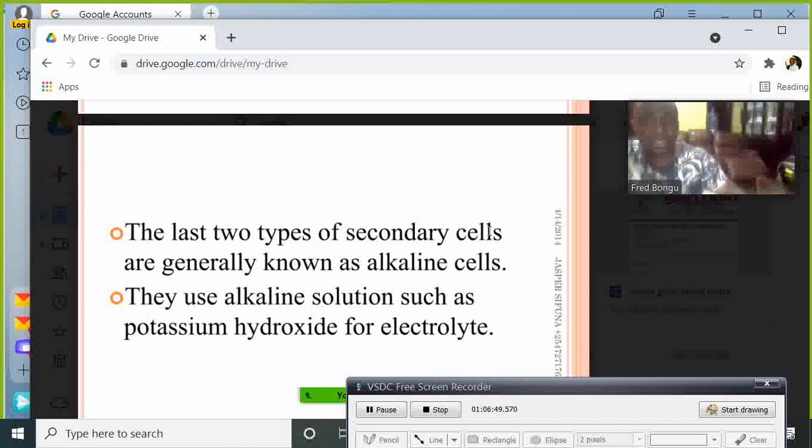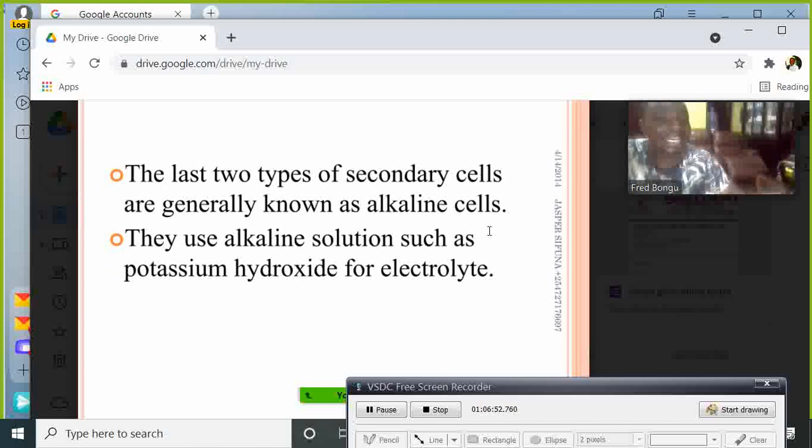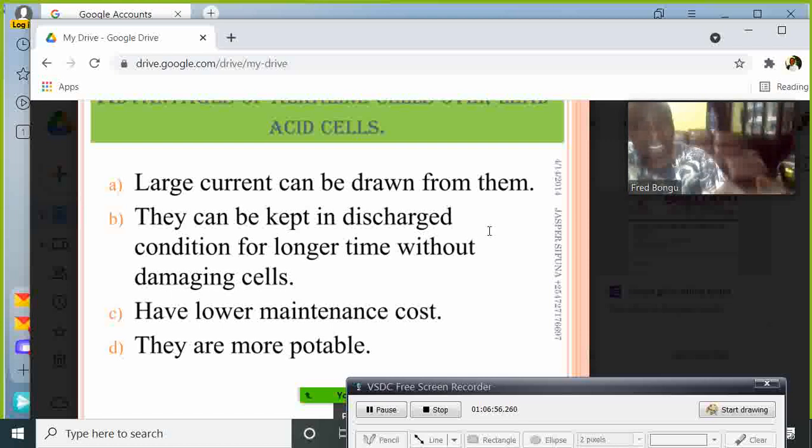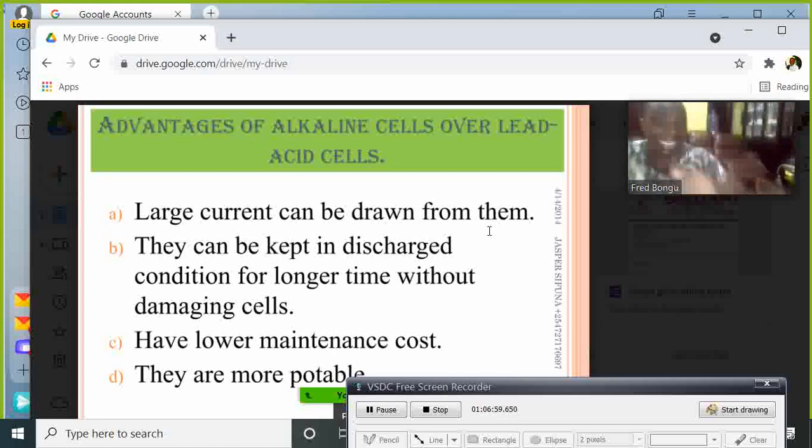Now, we also have the normal one, the alkaline cell, the one for the phones. Unlike the car battery cell, with the one for the phone you can withdraw a lot of current. They can be kept discharged. Of course, it's not a must to charge a phone battery. You can keep it discharged, but a car battery you cannot keep discharged. These cells for phones can be kept discharged for a long period of time, and they don't have those maintenance costs. They are portable. For example, a phone works with a portable alkaline zinc cadmium or alkaline cadmium cell. They are easy to carry, with lower maintenance, and you can store them discharged and you can withdraw.